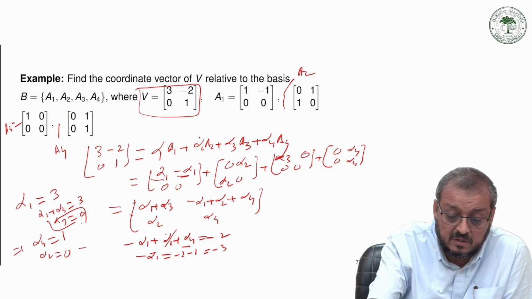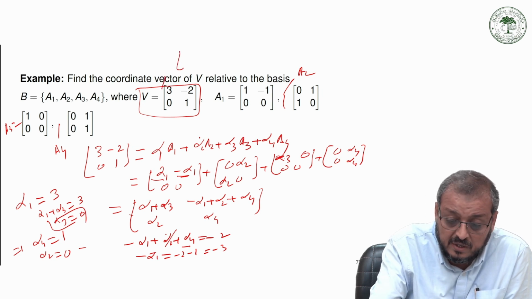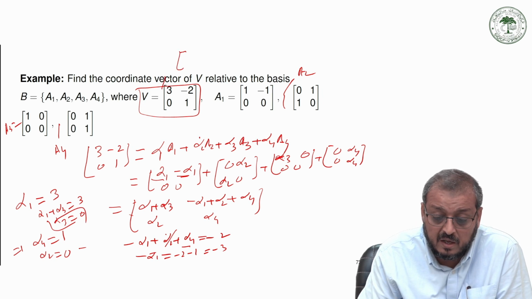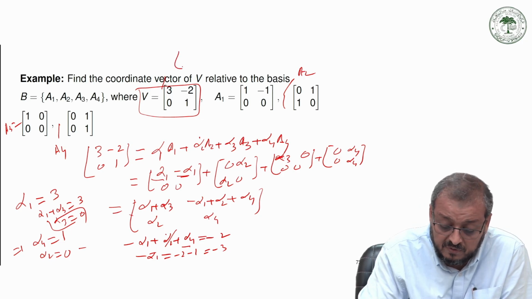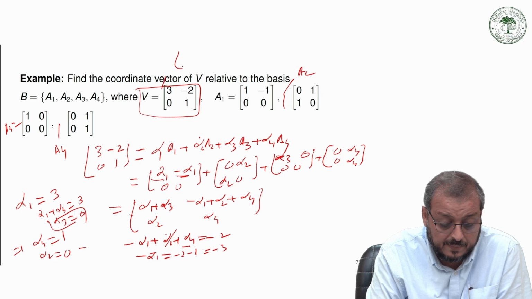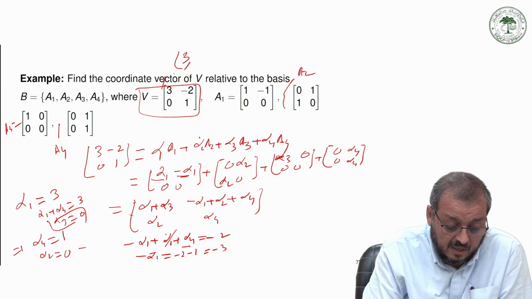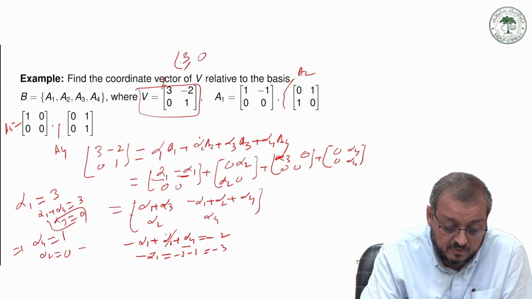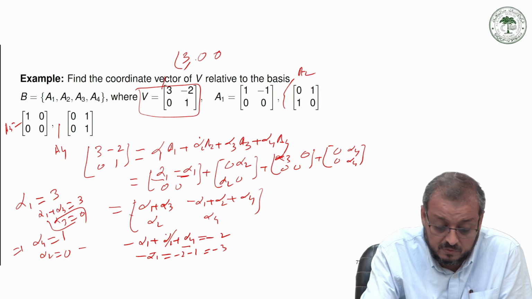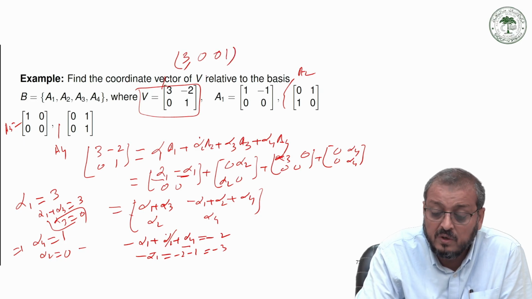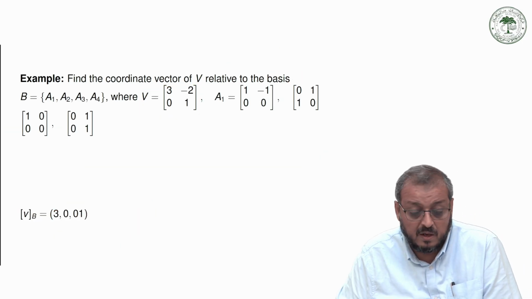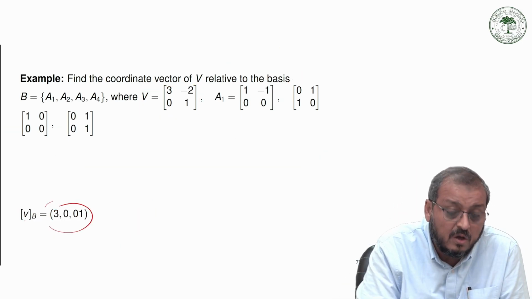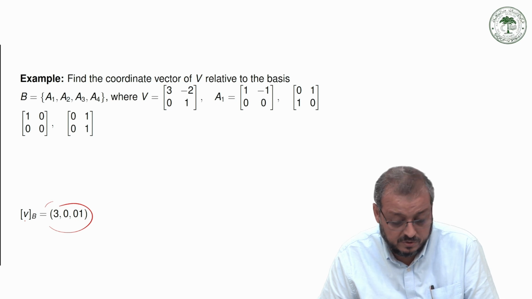So this corresponds to the coordinate vector of this matrix: alpha 1 is equal to 3, alpha 2 is equal to 0, alpha 3 is equal to 0, alpha 4 is equal to 1. If you write the coordinate matrix, this is equal to 3 0 0 1 in this form. Okay, so this is 3 0 0 1.